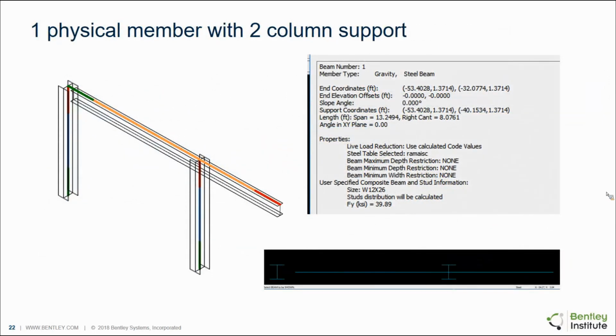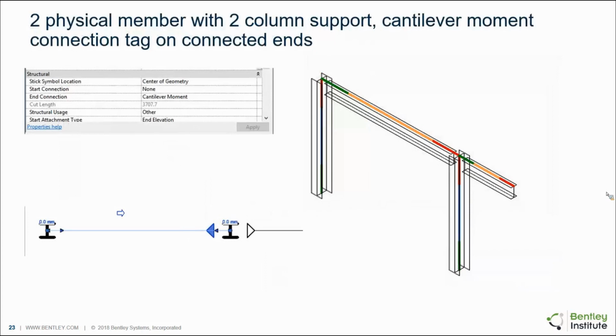Here's a case that is handled quite well. We have one physical member with 2 column supports, and it comes into RAM Structural System correctly. You see there, it has a span, and it has a cantilever.